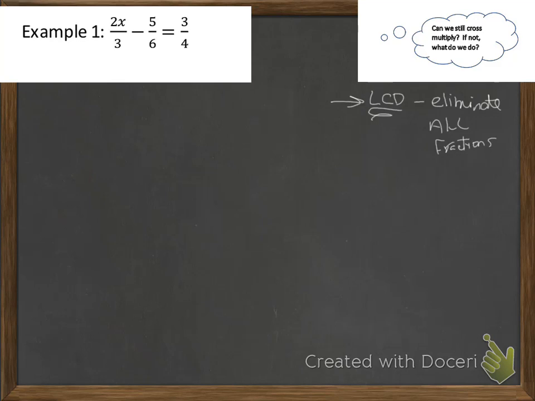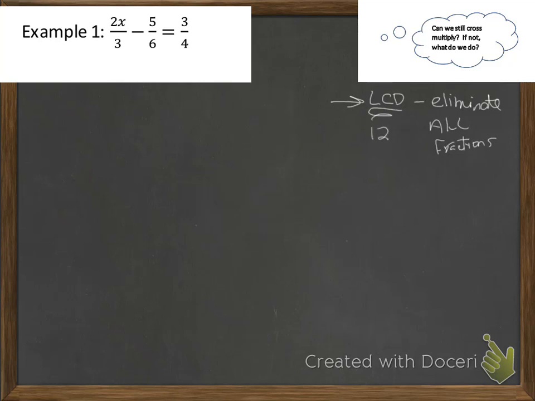Okay, so in this case, we need a number that is evenly divisible by 3, evenly divisible by 6, and evenly divisible by 4. If you're wondering where she got 3, 6, and 4, I'm just looking at my three denominators, 3, 6, and 4. So when I divide this number by 3, I still get a whole number. When I divide it by 6, I still get a whole number. When I divide it by 4, I still get a whole number. That number in this case is 12. 12 divided by 3 is 4, 12 divided by 6 is 2, 12 divided by 4 is 3. So in this case, the LCD is 12.